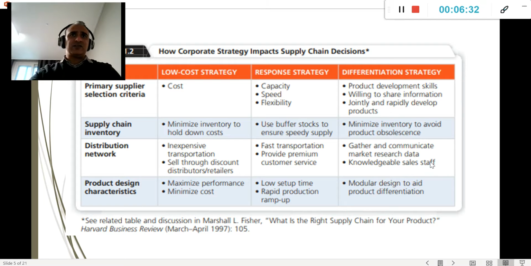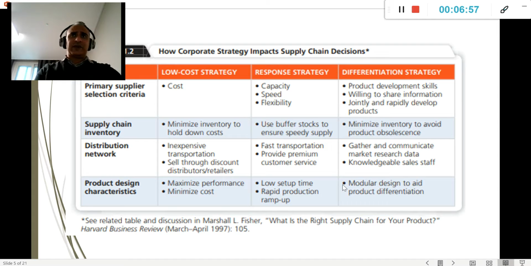And then differentiation strategy, if we go for differentiation strategy, the distribution network is going to work in the sense that I have my own distributors, and they provide a lot of information for me, and they are able to tell me the trends and how to differentiate, how they are purchasing, how the consumer is behaving, so that I can react to that. And then we have the product design.